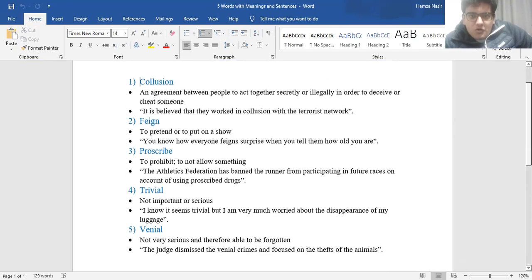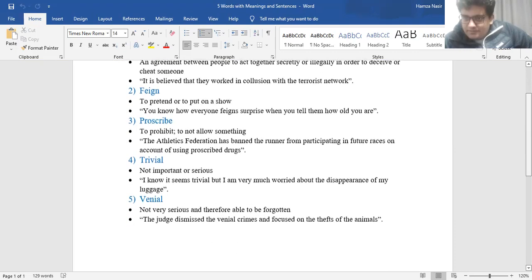Okay, the fourth word for today is going to be trivial. Trivial. The meaning of trivial is something that is not important or serious. Trivial means something that is not important or serious. A sentence on that could be, I know it seems trivial, but I'm very much worried about the disappearance of my luggage. So for example, you just had an international trip where you just go to the counter, right?